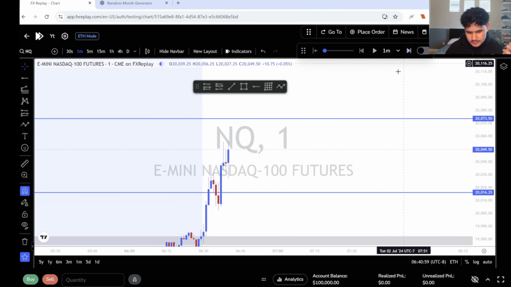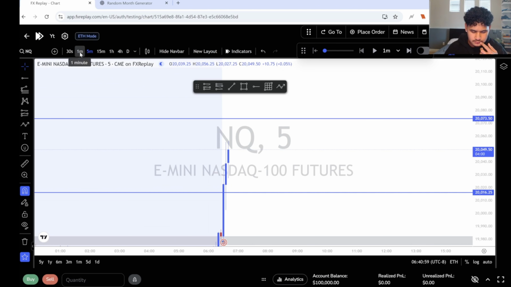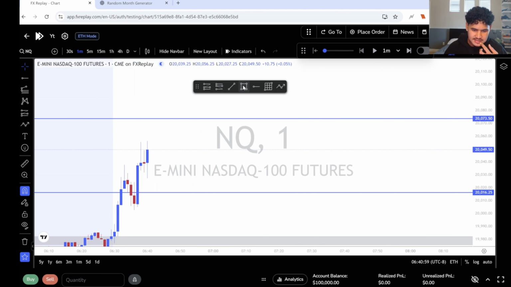Okay. So we did just tap into this 1 minute gap right here. This is not the best retrace right here.